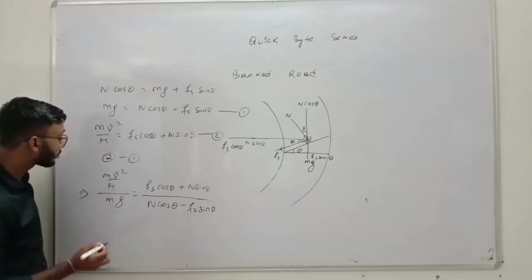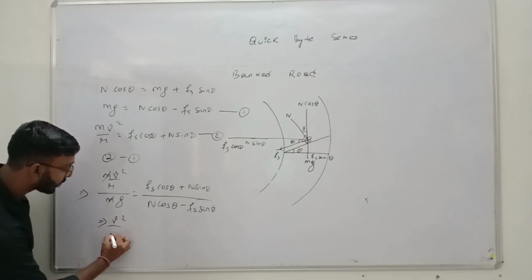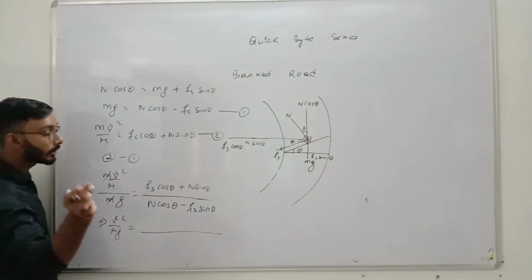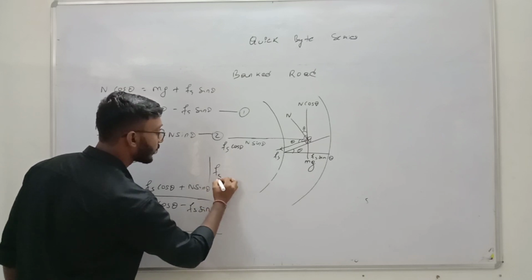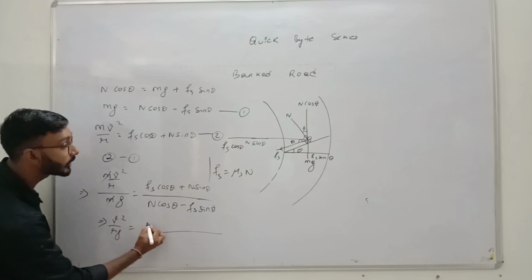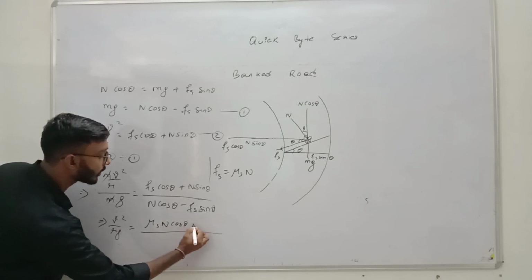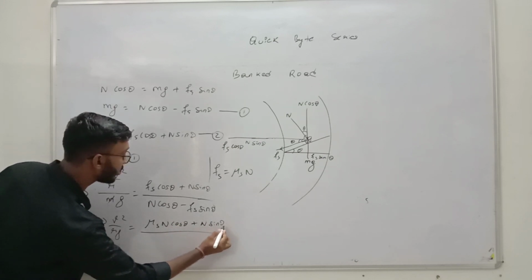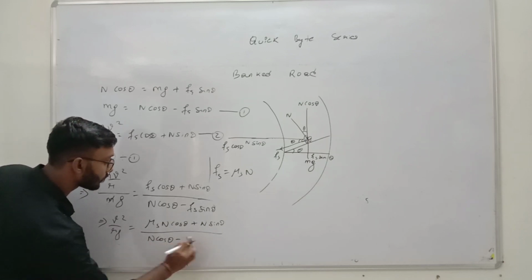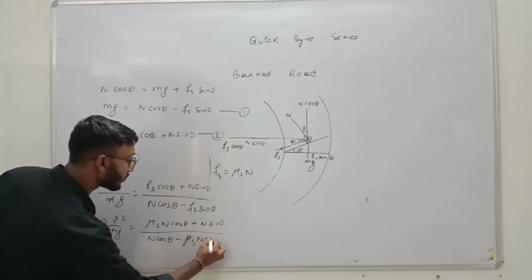Now let us see the cancellation portion. Here mass and mass will get cancelled. What will it end up with? v square by Rg. Now on the right-hand side, Fs is static friction. We know that static friction is the coefficient of static friction times the normal. So if we substitute it here, we will get mu s N cos theta plus N sin theta, and here N cos theta minus mu s N sin theta.